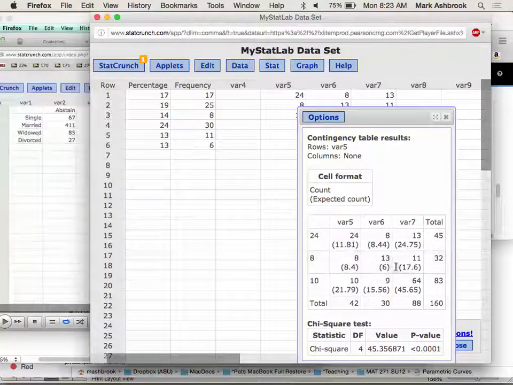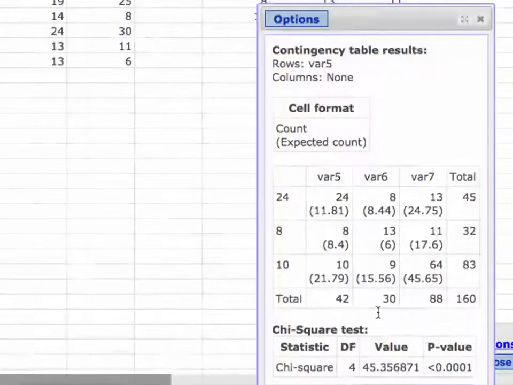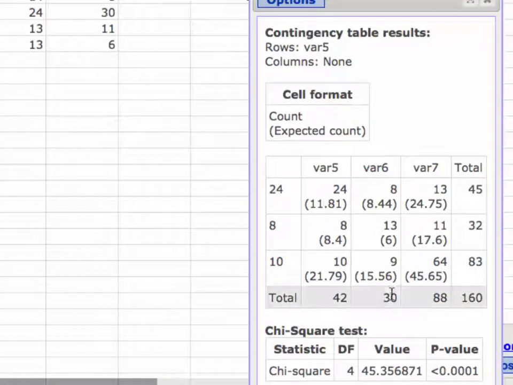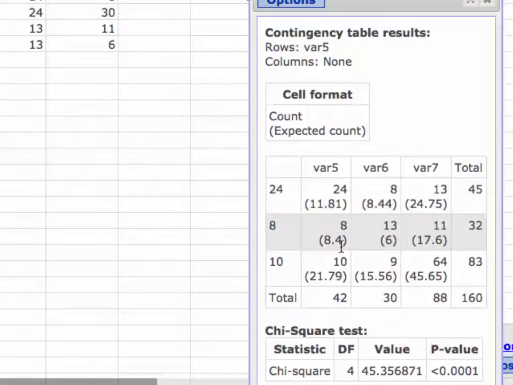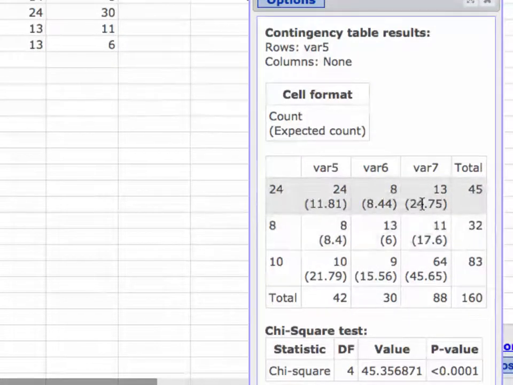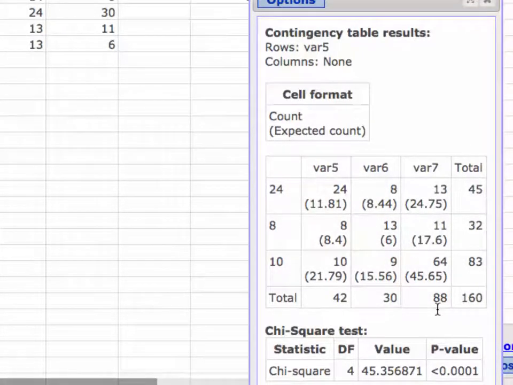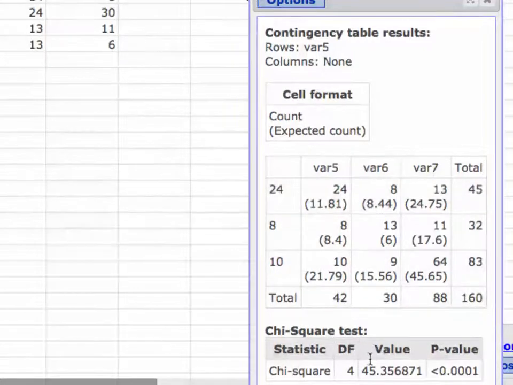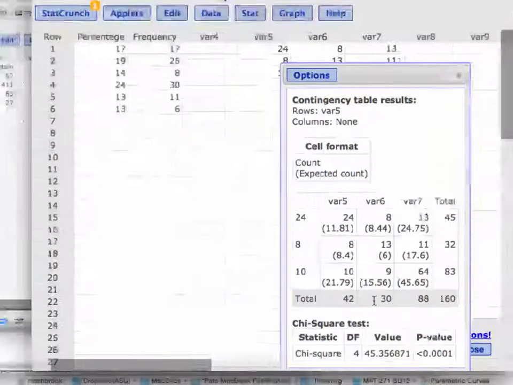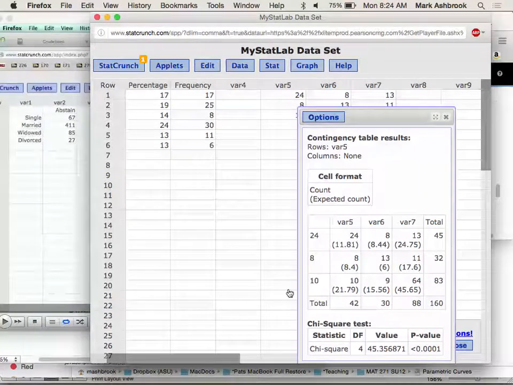Okay, so here's that table that we were talking about. So we'll review that again. But here's that table, 24, 8, 13. And then in parentheses would be the expected counts that we did before, right? If there was no influence at all, then these would be the expected counts. Okay, and so what is our value? 45.3. So 4 degrees of freedom, that agrees, right? 2 times 2, and then 45.3 is our test statistic.